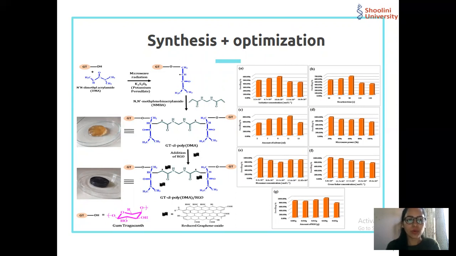After mixing both polysaccharide and solvent, we mix the system with optimized quantities of initiator, crosslinker, and monomer. After mixing all components of the system, we expose the mixture to microwave radiation for 90 seconds. After 90 seconds, a jelly-like material was formed, as we can clearly see in this picture.